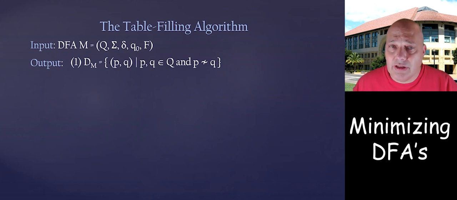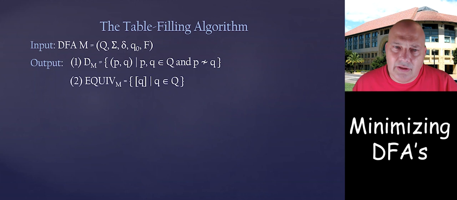So we're going to have all the pairs that are indistinguishable from each other, and we're going to see it in a table. Once we have all the pairs that are distinguishable from each other, we also know which ones are indistinguishable from each other, and these indistinguishable states can be clustered into equivalent classes. So the other output is the equivalent classes of M, which is this family of sets. It's this partition. And this follows from the first thing we do.